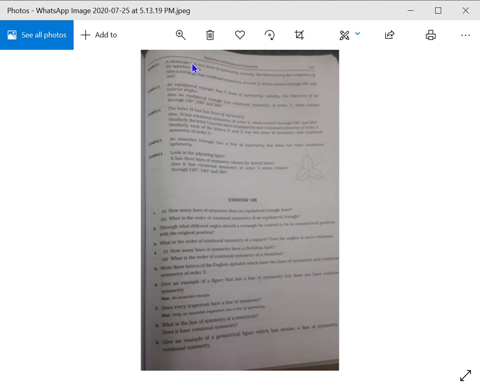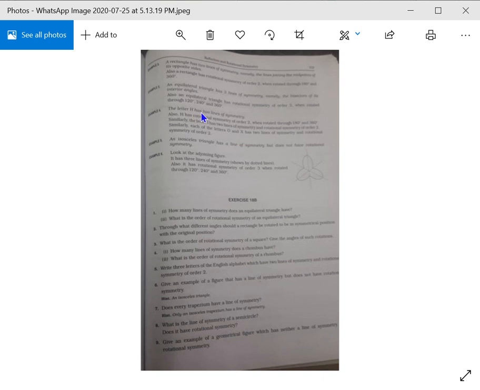Let us talk about the rectangle. A rectangle has 2 lines of symmetry, namely the lines joining the midpoints of its opposite sides. Thus, a rectangle has rotational symmetry of order 2 when rotated through 180 and 360 degrees. That means the order of rotation is 2 and the lines of symmetry are also 2. An equilateral triangle has 3 lines of symmetry, that is, the bisectors of the interior angles. Also, the equilateral triangle has rotational symmetry of order 3 when rotated through 120, 240 and 360.